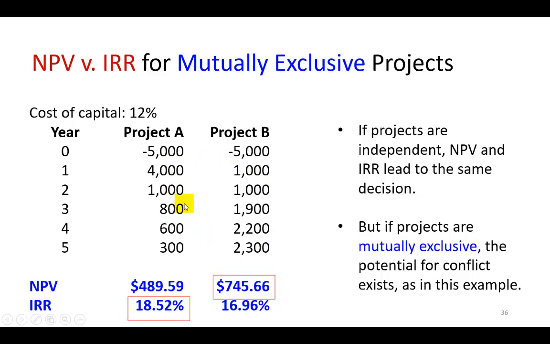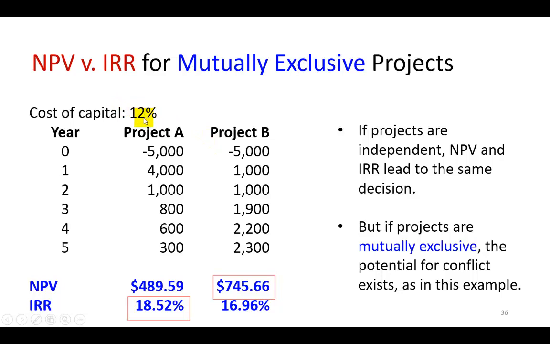So as you can see right here, if these two projects are independent, A and B, both NPV and IRR would say to accept both of them, because as you can see, NPV is positive for A and also positive for B. As well, IRR has a rate of return for A and for B that exceed the cost of capital.